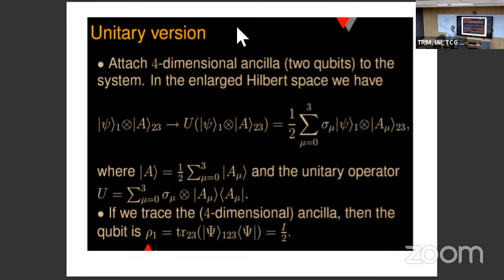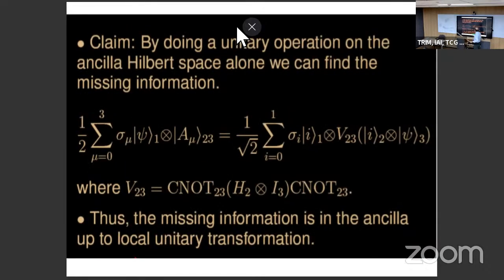But if you recall the no-hiding theorem, what happens? You will realize that the information which is not here simply should be contained somewhere here. Is it so? The answer is yes, it does. So the way to check that is the following. To start from this state, and this state you can write something like this.